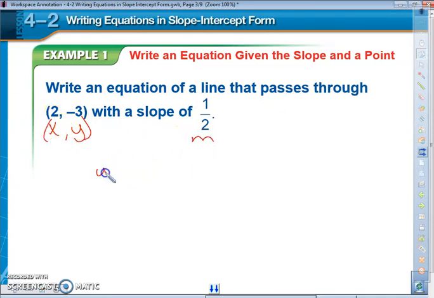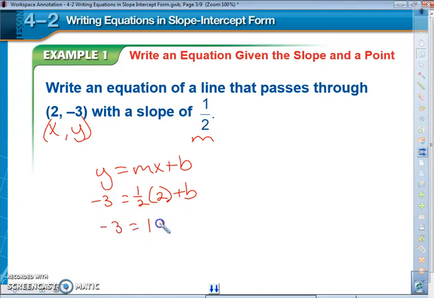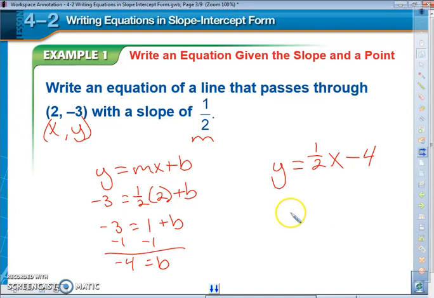All right, so if we go y equals mx plus b, we have a lot of stuff that we can fill in. We can go -3 equals 1/2 times 2 plus b. And now we're solving for our y-intercept. Once we solve for the y-intercept, we have our formula. So -3 equals 1 plus b. I'm going to subtract 1 from both sides and get -4 equals b. So our formula is going to be y equals mx plus b. m is 1/2, x is our independent variable, and our y-intercept is -4. So that's going to be our answer to this question right there.